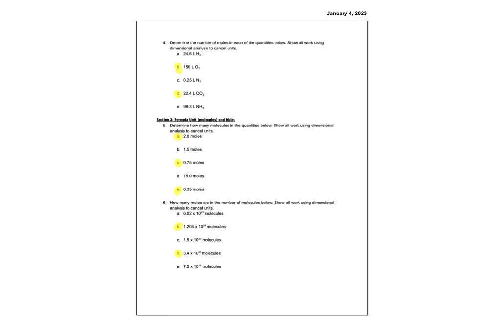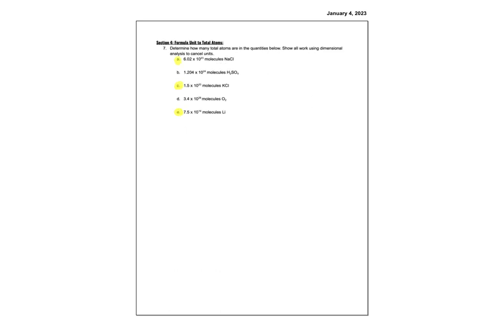All right, on the second page, number 4, you're gonna do 4B and 4D. And then we move into section 3, starting with number 5. You're gonna do problem A, C, and E. And then number 6, you're gonna circle 6B and 6D. And then section 4 just has problem number 7. You're gonna do 7A, C, and E.